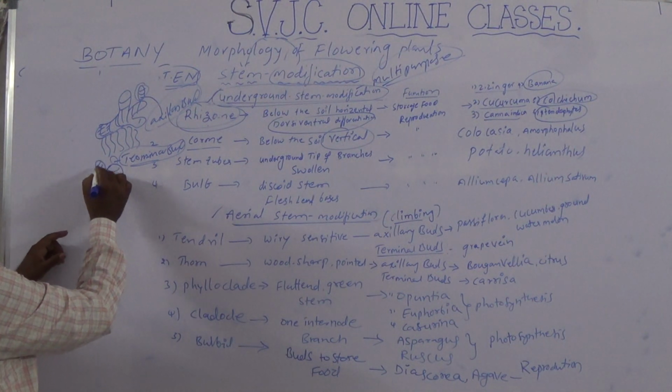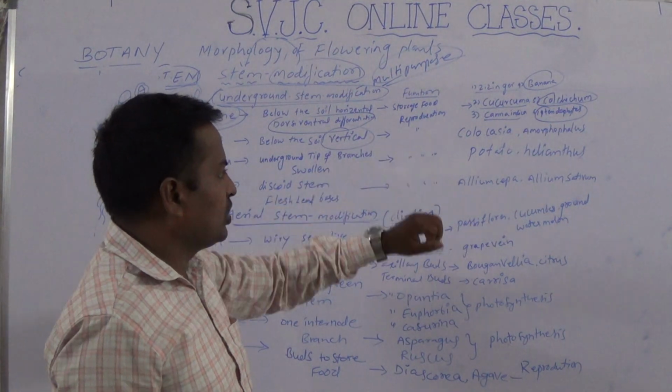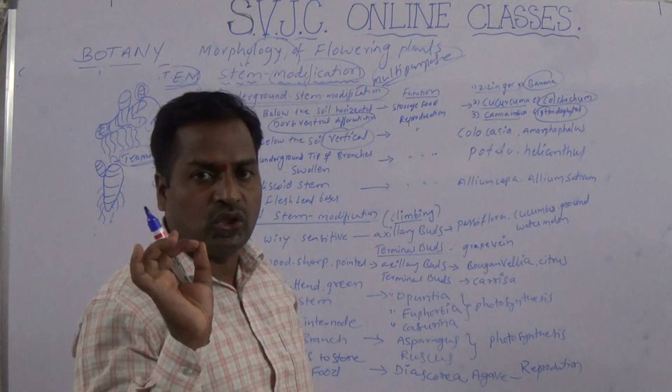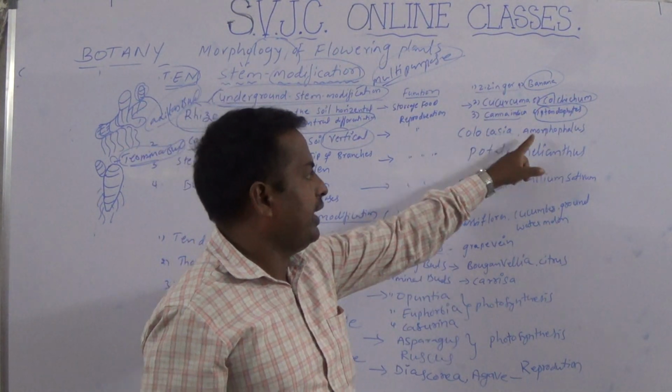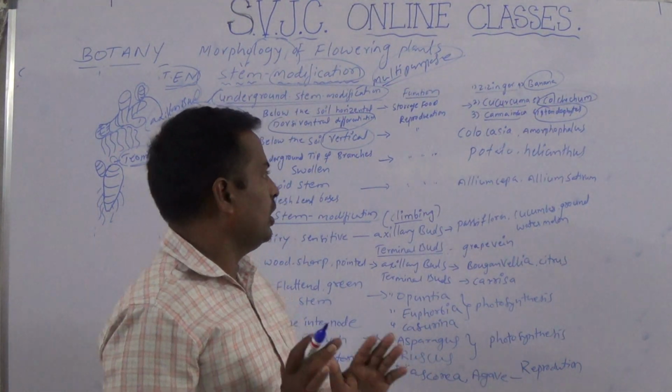So what is it useful for? Reproduction. The function is the same. Storage of the food and reproduction. Example, Colocasia, Amorphophallus, nothing but Jimikand. Common name is also very important. Colocasia and Amorphophallus. Amorphophallus, nothing but Jimikand.